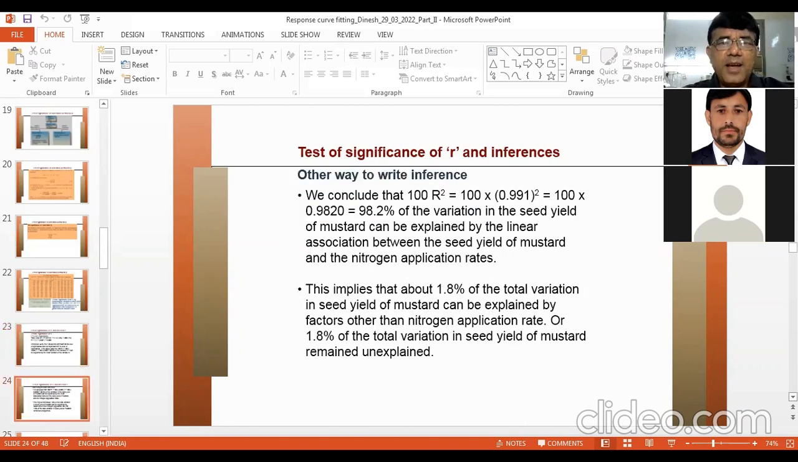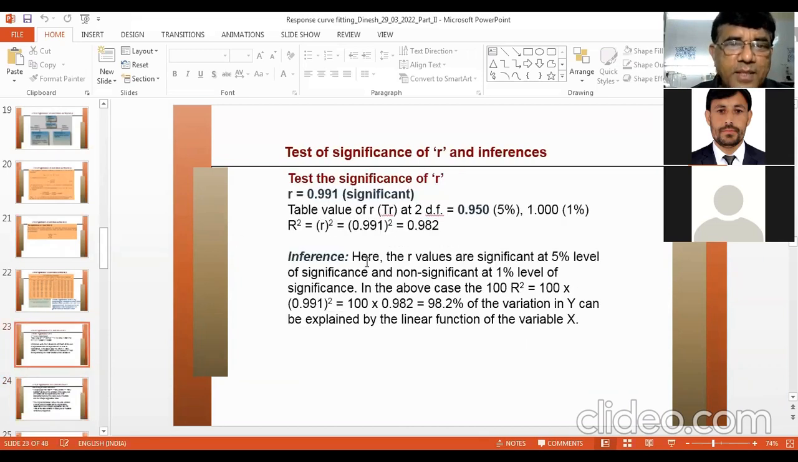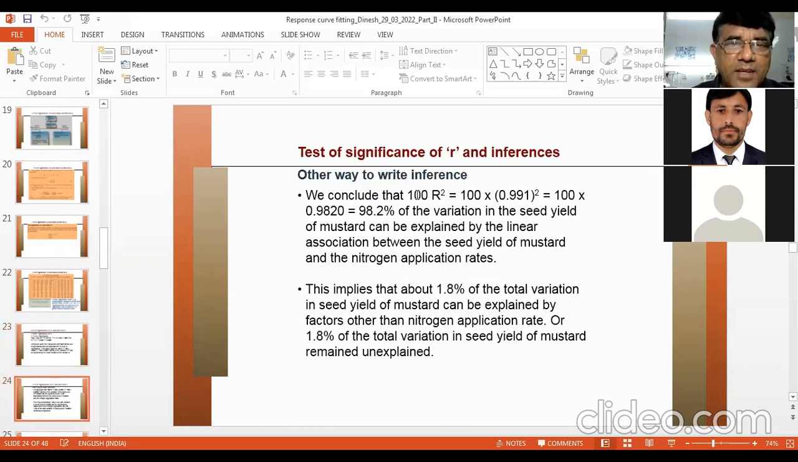Now, you can write it in several ways. The inferences, like last case, you have written the inference like this. Same way, you can write more inferences, like I read for you. We conclude that 100 R square, that is, if you do the calculation, 98.2% of the variation in the seed yield of mustard, which is your dependent variable, can be explained by the linear association between the seed yield of mustard and the nitrogen application rates.